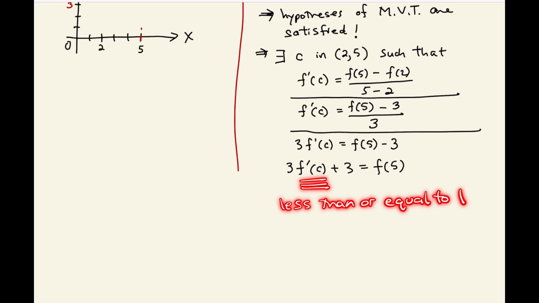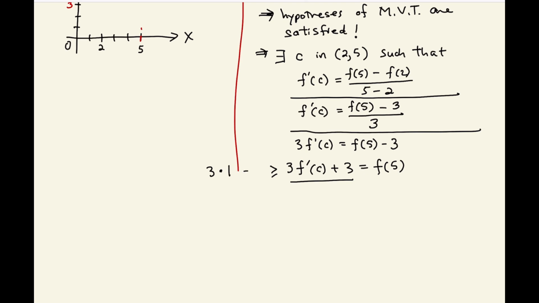The derivative is less than or equal to 1. But that allows me to say that this quantity here has to be less than or equal to 3 times 1 plus 3, which is equal to 6. I'm just using the inequality because this has to be less than or equal to 1. So that allows me to write this inequality and say that this whole thing has to be less than or equal to this quantity here, which is 6.